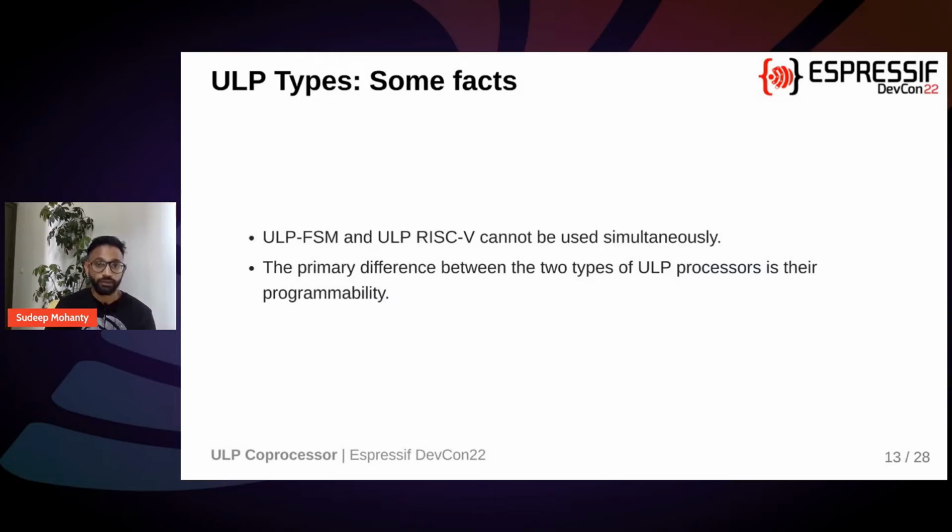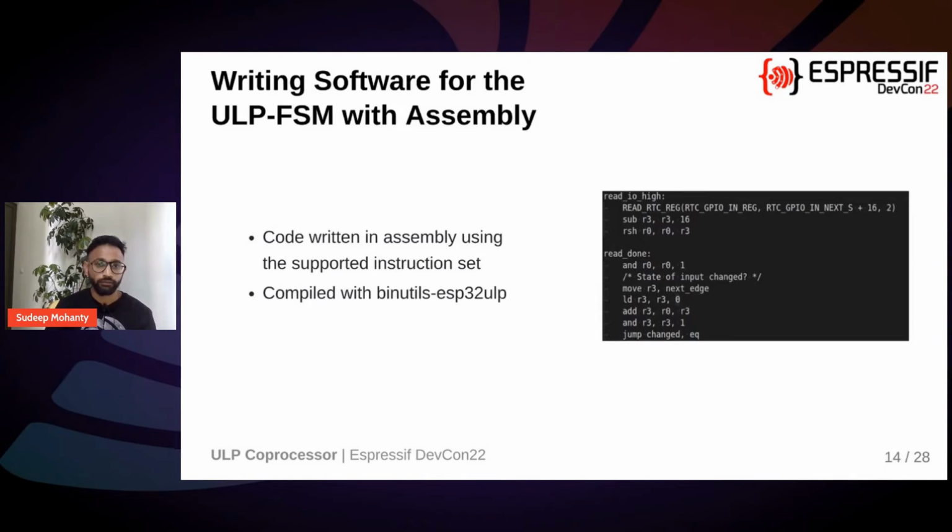Some things to note here is that we cannot use both the ULP FSM and the ULP RISC-V cores simultaneously. And we'll take a look at how we program these individual cores. First up, how do we program the ULP FSM core? There are actually two ways in which we can program the ULP FSM.